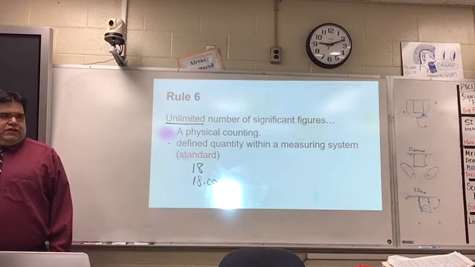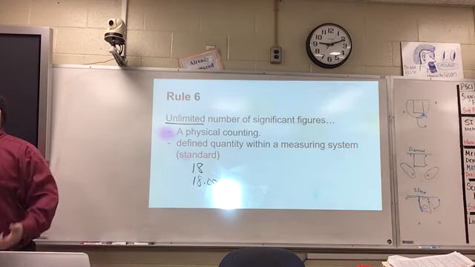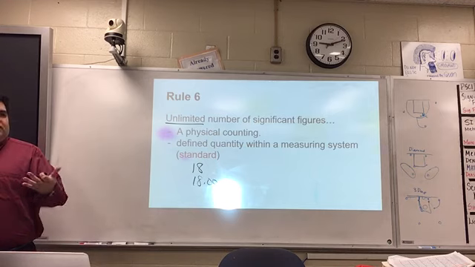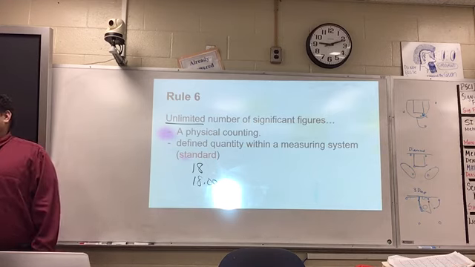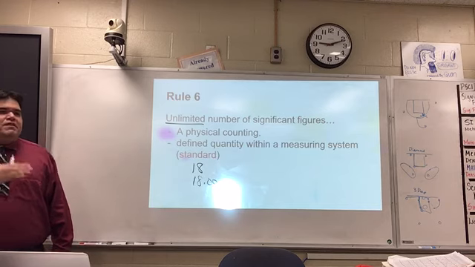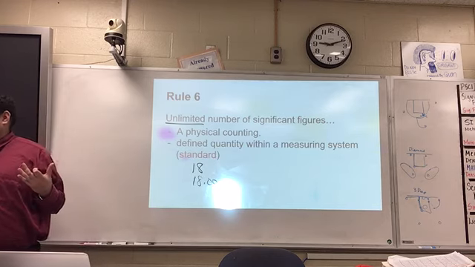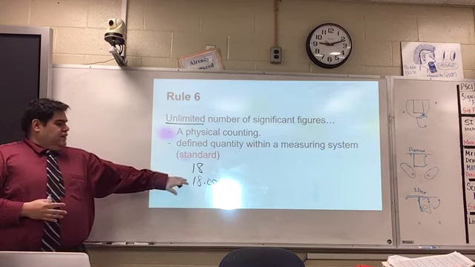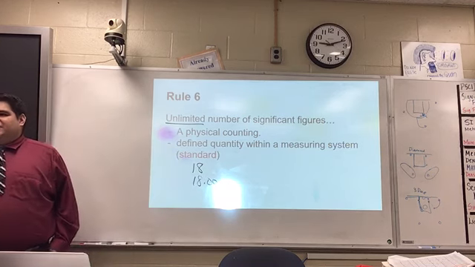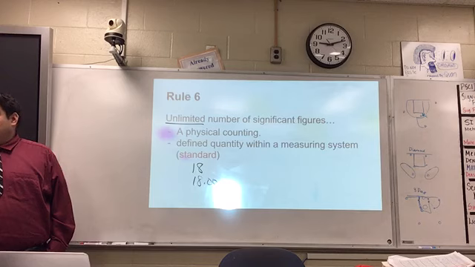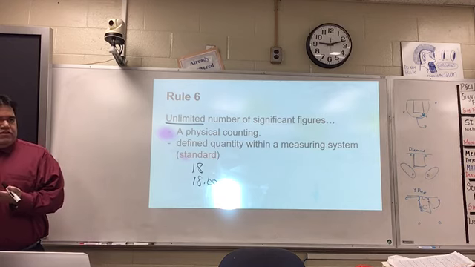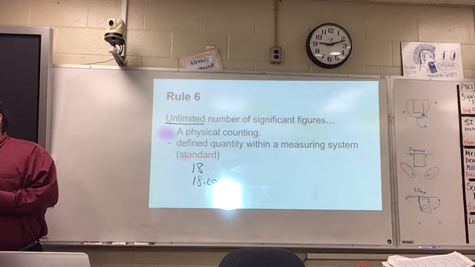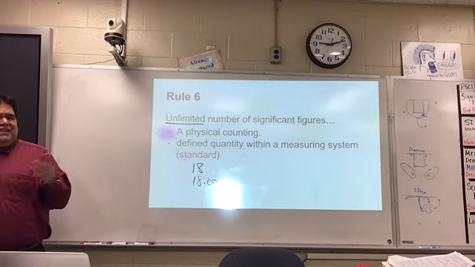I can keep adding zeros, couldn't I? And I would still be right. Because how many people were in the room? 18. Not 18.1, not 17.9. There were 18 because I physically counted 18 people and I can't have a percentage of a person in the room. So that's why this would be unlimited. I can add as many zeros as I want to. Because when you physically count something, that is as exact as you can be. And it'll be 18, 18.0, 18.00, 18.0000000000, right? I mean, that's how it is.